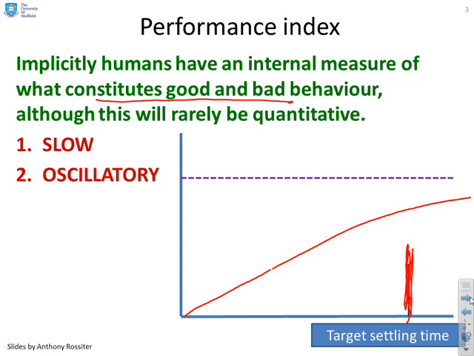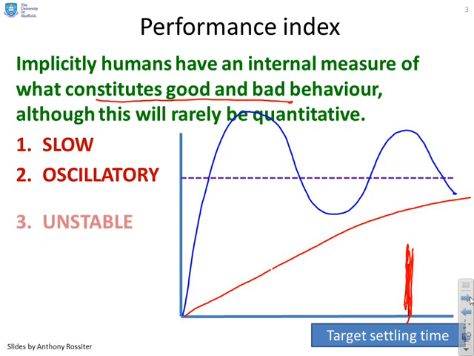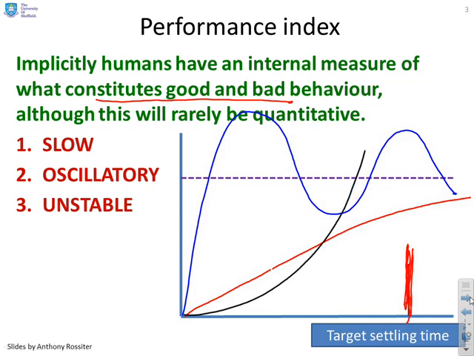If I said something was oscillatory and I did a plot a bit like this, you'd probably say, yeah, that's fairly clear, that's oscillatory, that's probably not very good. What about something that's unstable? Well, there's an unstable response, and you say, yeah, that's fairly clear. And what if I said something is close to ideal? Well, if I had a response that did something like this, then you'd say, yep, that seems to get there in my target settling time, it's not too oscillatory, it's reasonably smooth, that's fairly ideal.